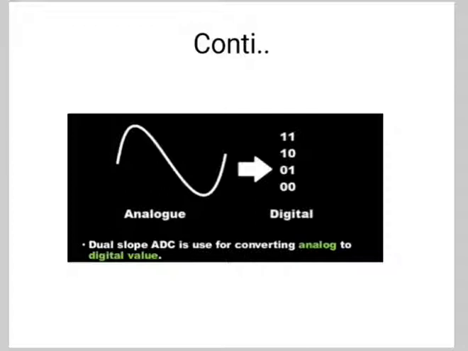The dual slope ADC has many advantages. Noise present on the input voltage is reduced by averaging. The value of the capacitor and the conversion clock do not affect the conversion accuracy since they act equivalently on the up slope and down slope.